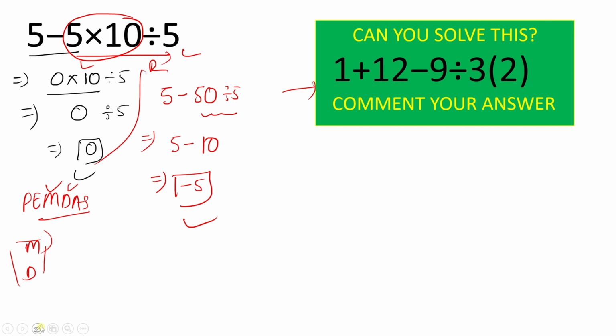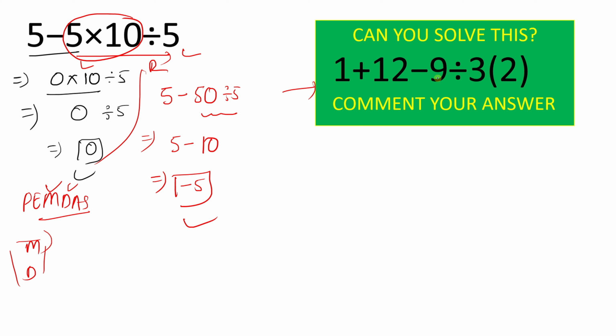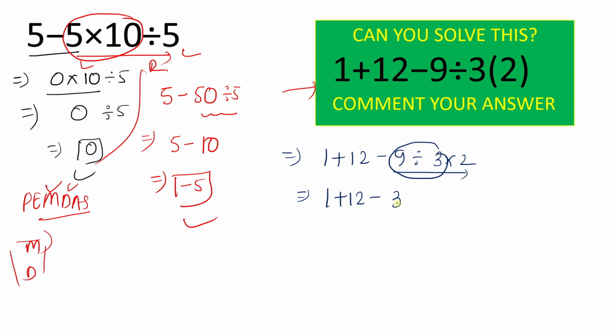And moving to the next, we have our second question, 1 plus 12 minus 9 divided by 3 times 2. So we can write 1 plus 12 minus 9 divided by 3 times 2. Again, same concept, left to right here. 1 plus 12 minus 9 divided by 3 will give you 3 times 2.